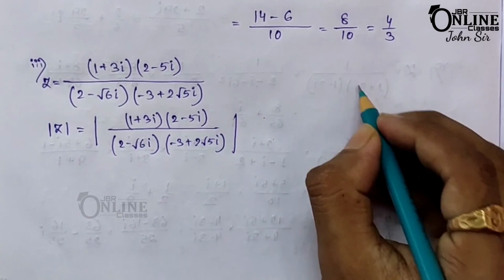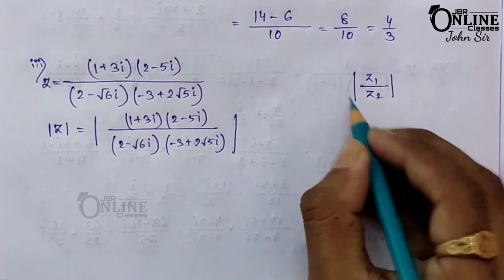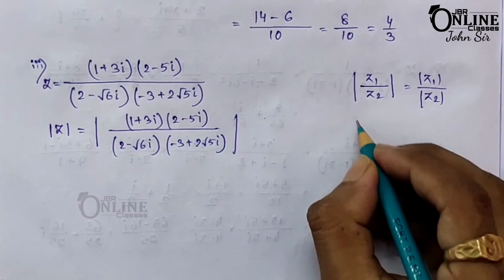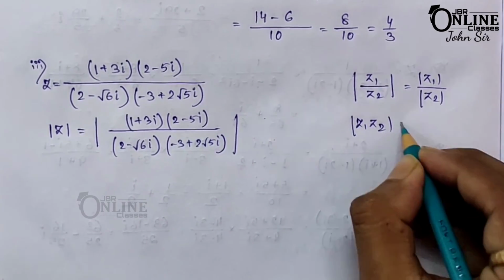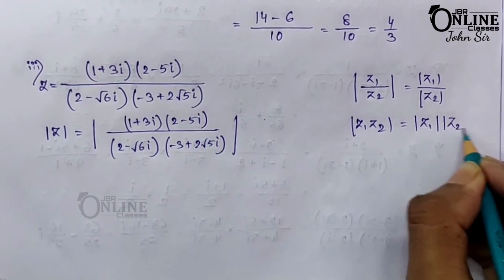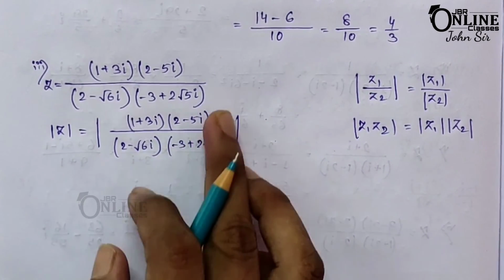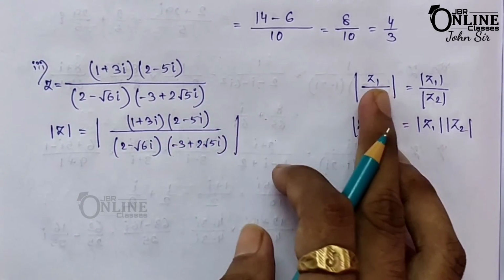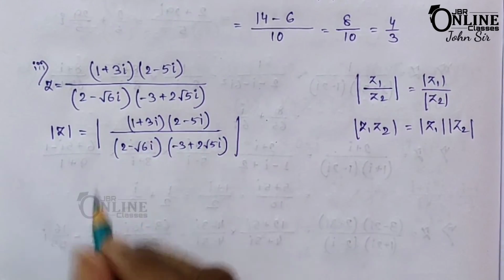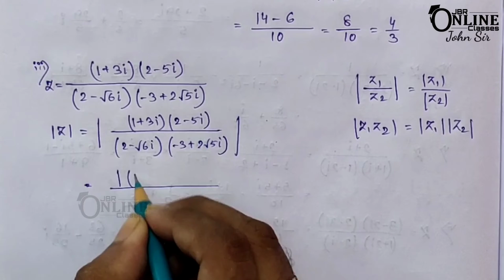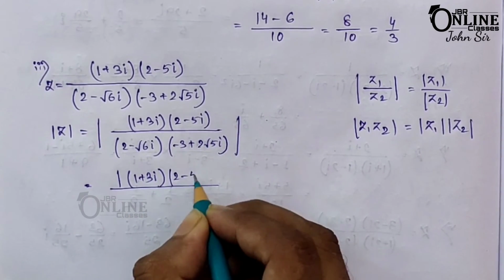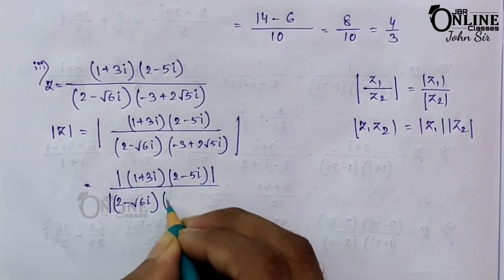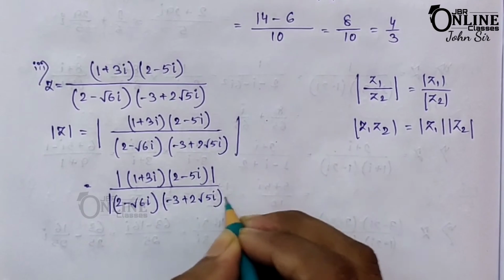Now there are properties of mod. You know that if z1 by z2 in mod, it will be mod z1 by mod z2, and if z1 z2 multiplication is in mod, it will be mod z1 times mod z2. Okay, so now if you consider the upper one as z1 and the lower one as z2, you can apply this. So the upper one will be within mod 1 plus 3i, 2 minus 5i, and the lower one also within mod 2 minus root 6i, minus 3 plus root 5i.